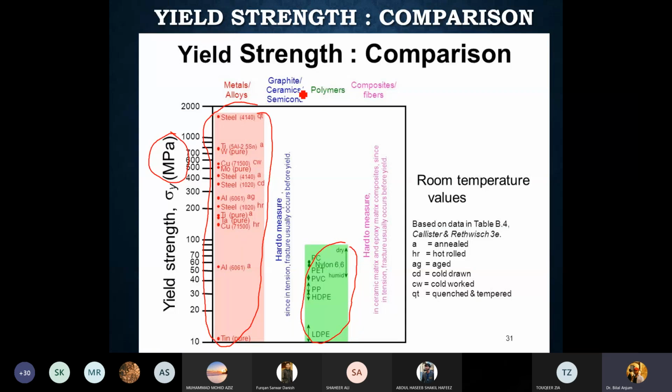Why is there no yield strength mentioned against ceramics? Why is no yield strength being mentioned against ceramics? Ceramics are essentially brittle in nature.